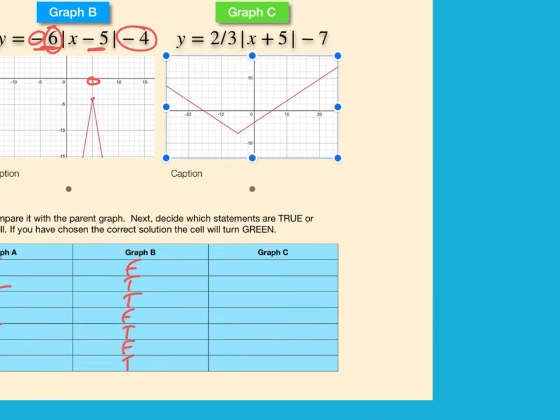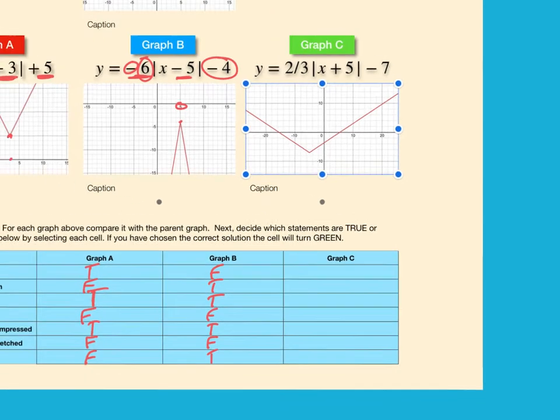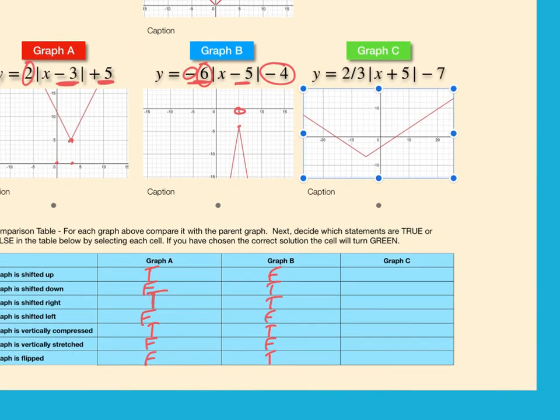Okay? Last one, 2/3. Hold on, I gotta zoom out so I can see my questions. Did we go up? No.